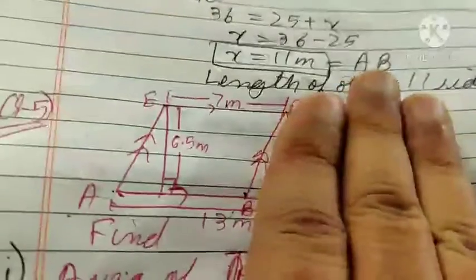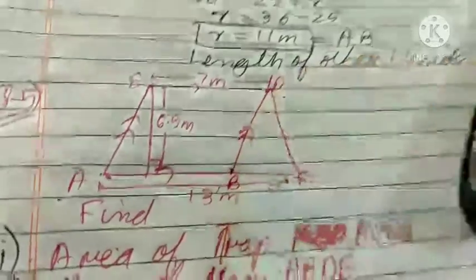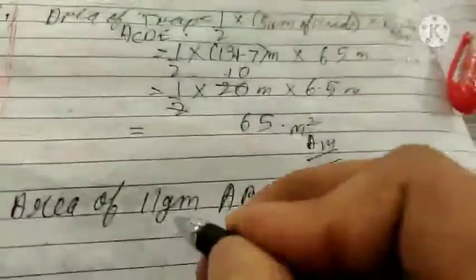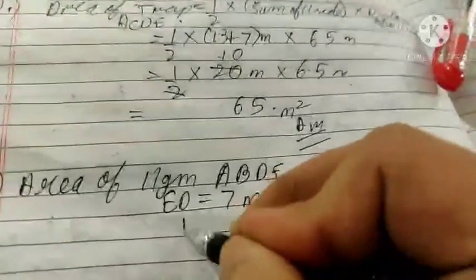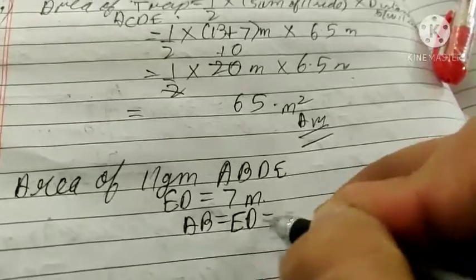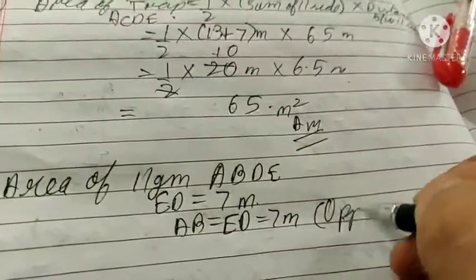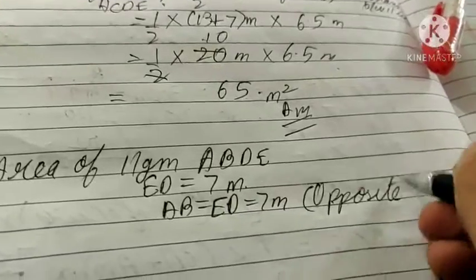In a parallelogram, opposite sides are always equal. This ED is always equal to AB. So here, ED is 7 meters. So AB is equal to ED, equal to 7 meters. AB is also 7 meters because opposite sides of a parallelogram are equal.